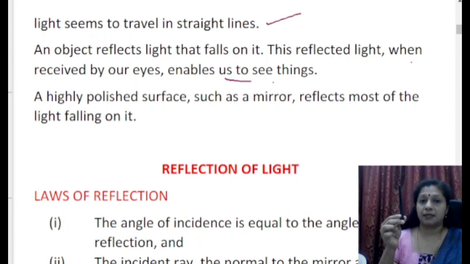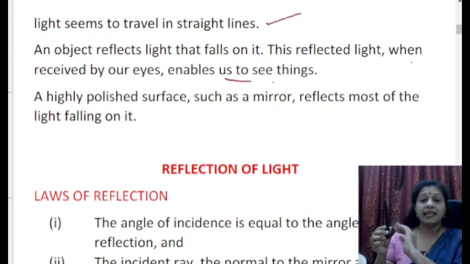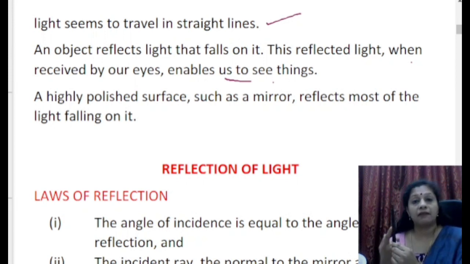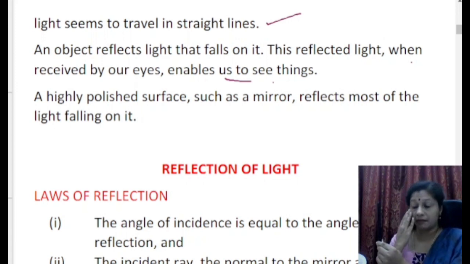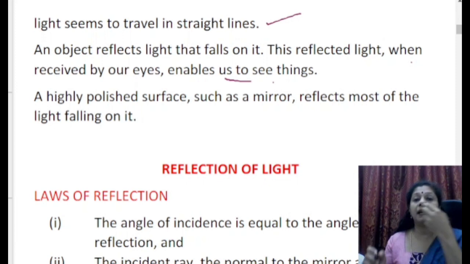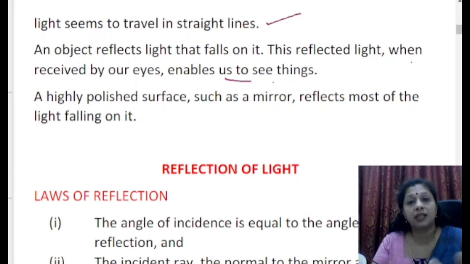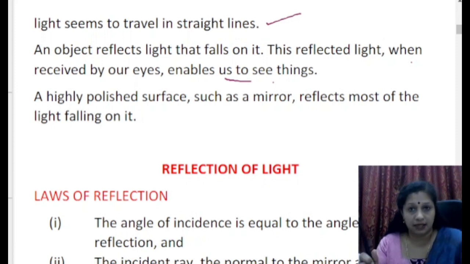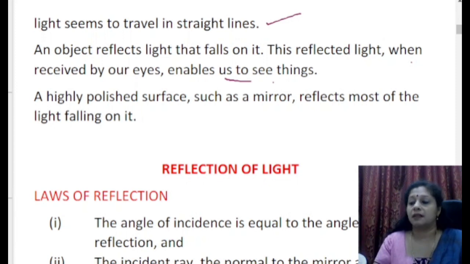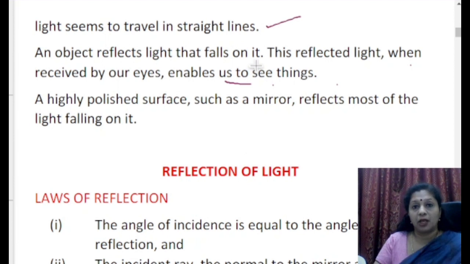Suppose I am seeing this pen, what does it mean? Light is falling on this pen. After reflecting from the pen, the reflected rays are coming to my eyes. Only then my eye will take it and my optic nerve will take the image to the brain, and we perceive what this is. So how do we see objects? When a reflected ray from an object falls on my eye, only then I will be able to see it.